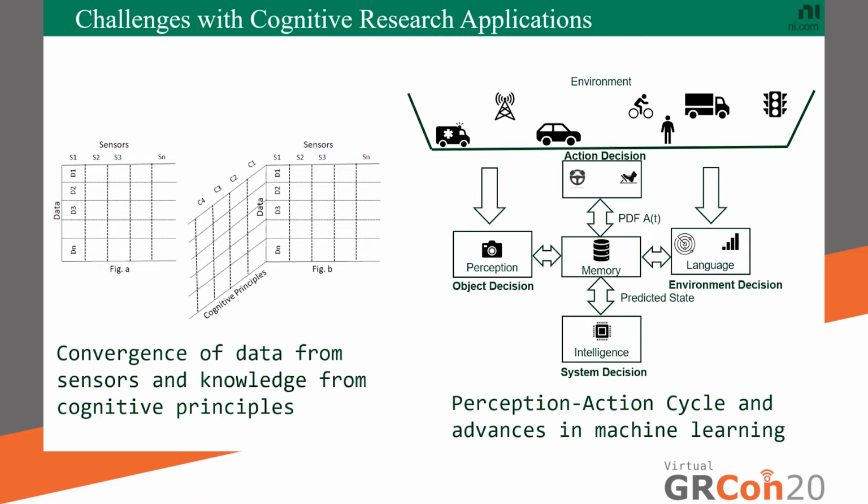So, what are some of the challenges that people are facing today when it comes to doing cognitive research? Well, one is the convergence of data from multiple sensors and the knowledge that is being gained from this cognitive principle. So it's no longer just a two-dimensional space. It now has mapped itself into a three-dimensional space where both of these concepts are brought together. And on the right-hand side of the slide, I've used transportation just as an example of where cognitive radars are used. But this kind of picture shows you the amount of data that is coming in.